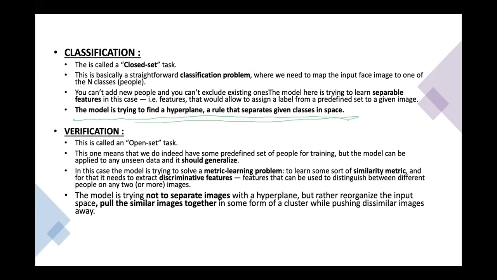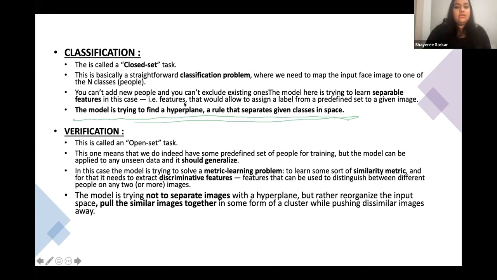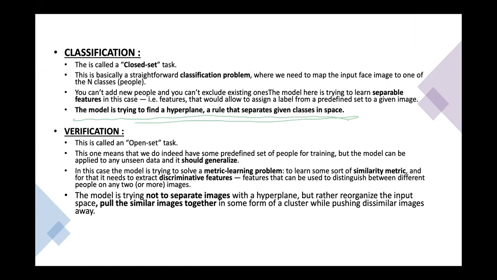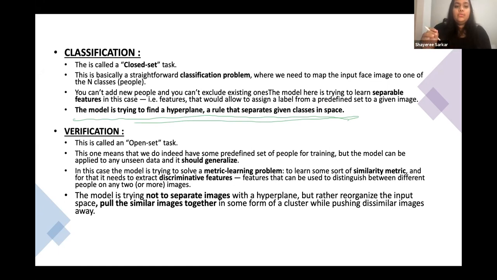Yeah. Okay, great. So what I was saying is that classification is a closed set problem. A closed set problem is one where the model does not learn to generalize well to examples in the test set, classes in the test set which it has never seen before. The model is basically trying to find a hyperplane and separate the given classes. I guess some of you are familiar with support vector machines, where if I have different classes, it tries to find a decision boundary and maximize the margin between the two classes. That is basically what a classification model would want to do.